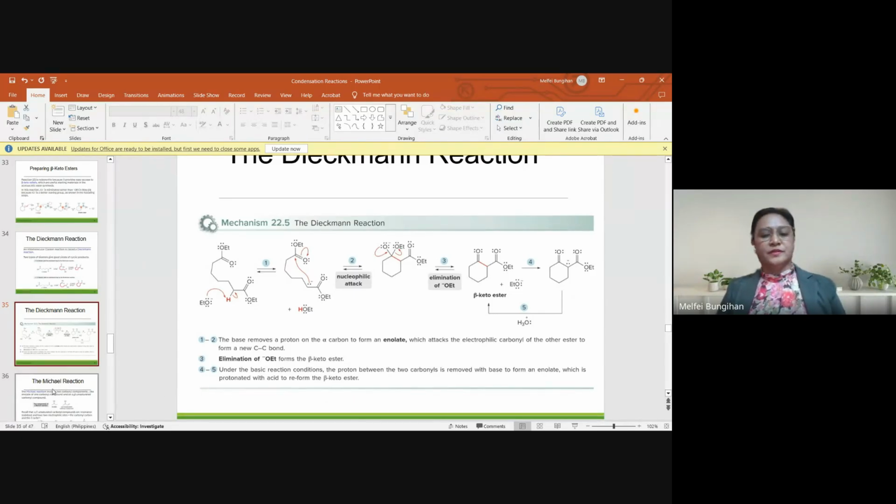Under basic reaction conditions, the proton between the two carbonyls is removed with base to form the enolate, which is protonated with an acid to reform your beta keto ester. So it's still important to have your 4 and 5, which will stabilize your final product.